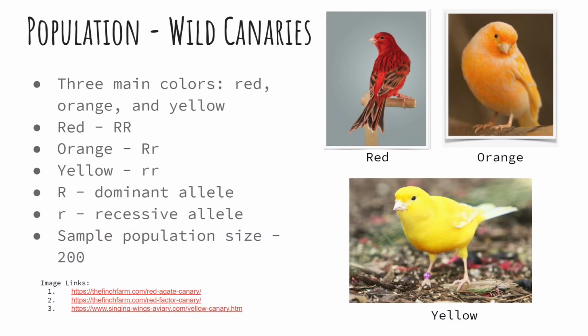The diploid organism population that we're going to work with here is wild canaries, and they do reproduce through mating. The autosomal gene that we're going to focus on is color, and we're going to represent it using two alleles, big R and little r.